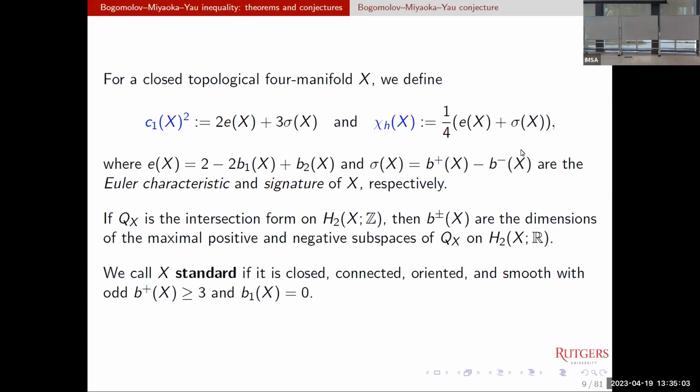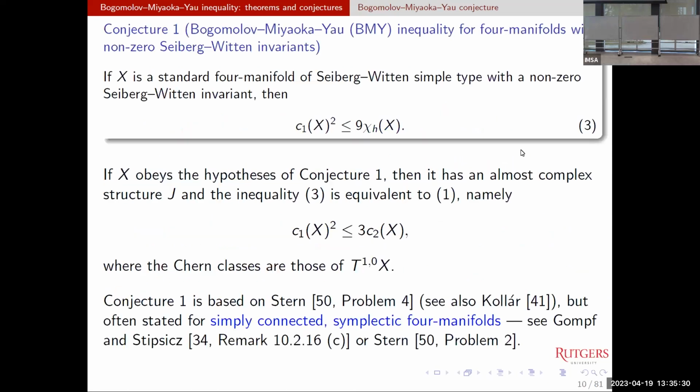Okay. So these are purely topological numbers, c_1(X) squared, defined in terms of Euler characteristic and signature, and this so-called holomorphic Euler characteristic, also defined in terms of Euler characteristic and signature. Next, a standard four-manifold: if it has these attributes, closed, connected, oriented, smooth, with odd b_2^+.